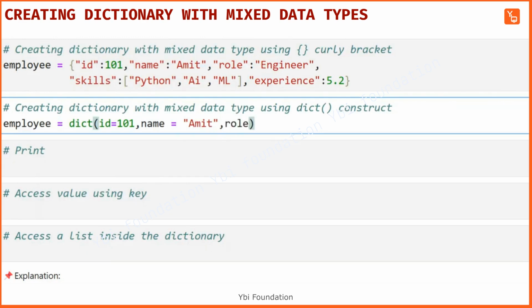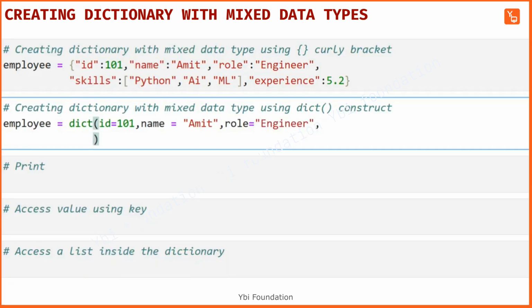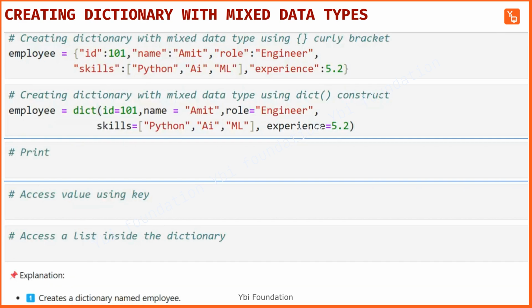Then role is the key, and the role of the employee is engineer, and comma, the next is skills. The skills the employee has are in the form of a list, because the employee has more than one value against the skills. So Python, then we have AI and ML. This is how we create a dictionary using the dict construct.